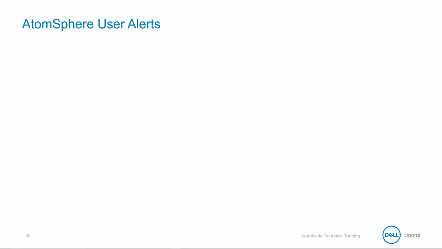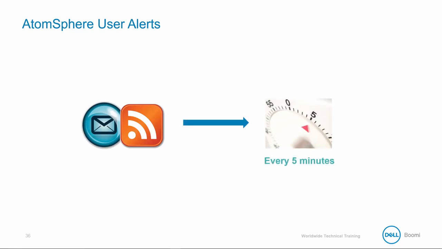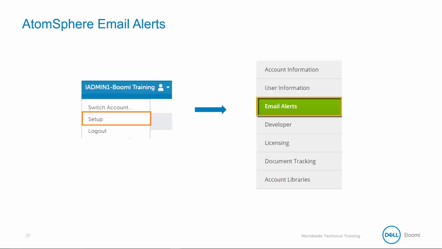Since a new exception is being logged in our production process, let's explore how you or an administrator can receive external alerts in the event a process fails. Email alerting along with RSS feeds tracks processing without having to log into the Atomsphere, and messages are aggregated and sent from the platform roughly every 5 minutes. From the account dropdown, we're going to select the menu and then email alerts to create an email alert.